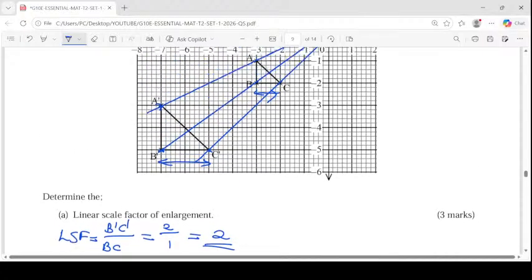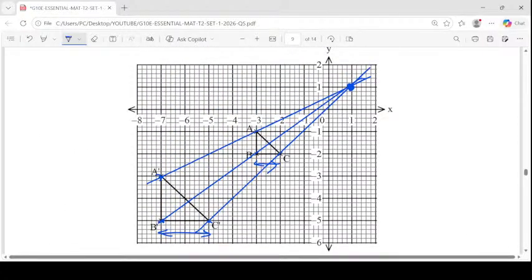Join A to A prime, then extend. B to B prime, then extend. Where the two lines meet becomes your center of enlargement. That is how you could have responded to that particular question.